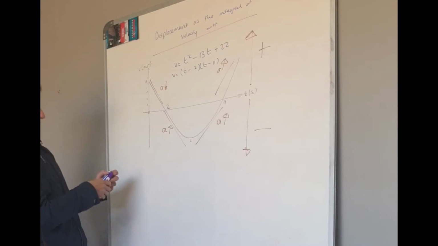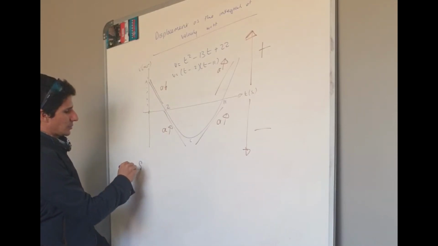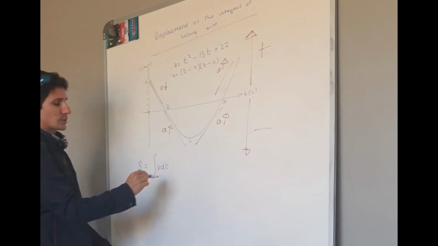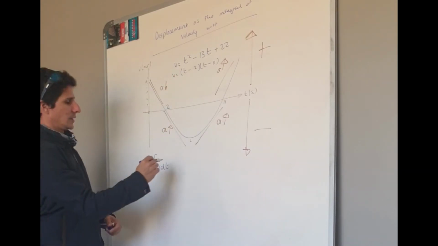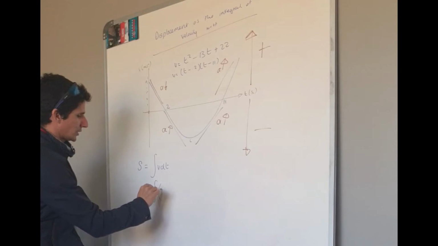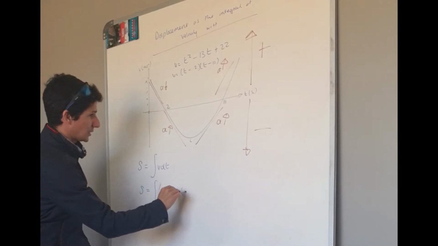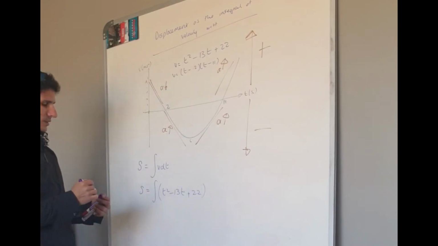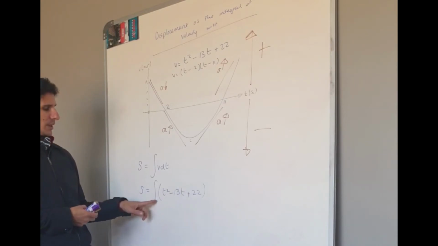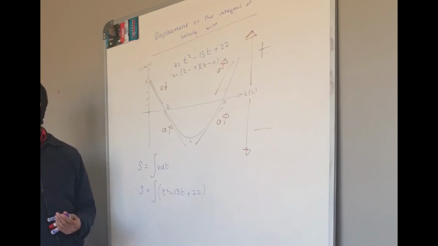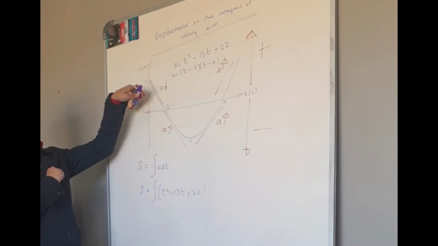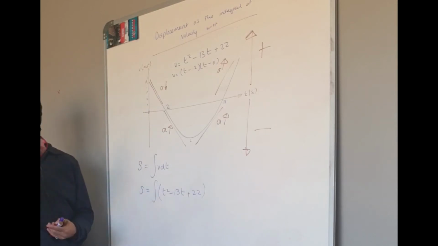So let's integrate and consider. If we want to find displacement, displacement is equal to the integral of velocity with respect to time. Okay? Because t is my variable. So let us put some real things in here. We want the integral. What is my velocity function? T squared minus 13t plus 22. What values am I considering? Because if I don't put something in here, don't I get a constant? There's two ways I can do this. Well, I can either consider that the starting displacement is zero.